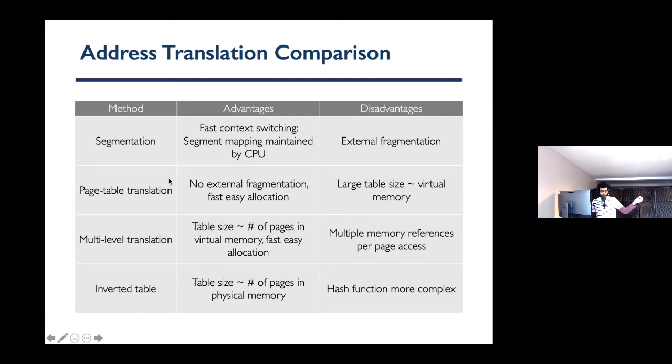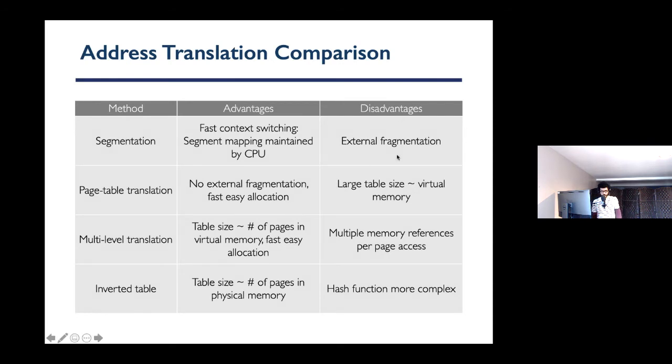With page table, we don't have any external fragmentation, and it's easy to allocate memory. With multi-level page table, we have decreased the size of our page table. It's fast and it's easy to allocate, similar to page table translation. And with inverted page table, the benefit was to basically cap the size of your page table to the number of physical pages that you're using.